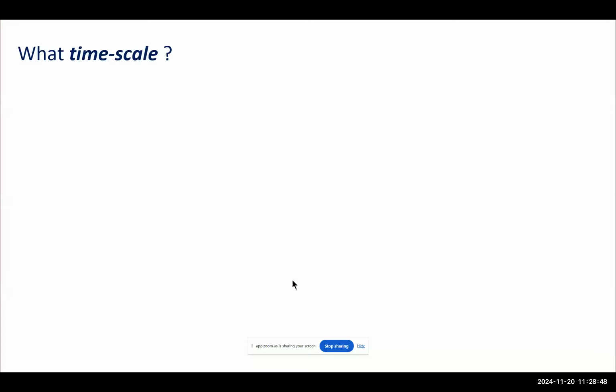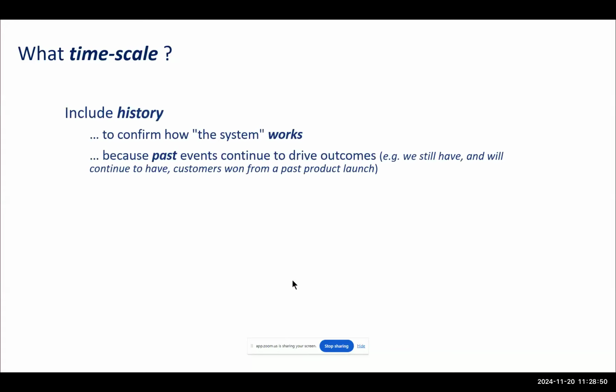What is the time scale over which we want to look at this thing? First of all, wherever there is history, we should include history for two very important reasons. The first is you have a hypothesis of how the system works and you're building your model to fit that hypothesis. And if your hypothesis is correct, then the way your model behaves should match the real world. So the history gives you information about how the real world works, not just the outcomes that you get, but everything else that generates those outcomes. So that's the first reason. It confirms how the system works.